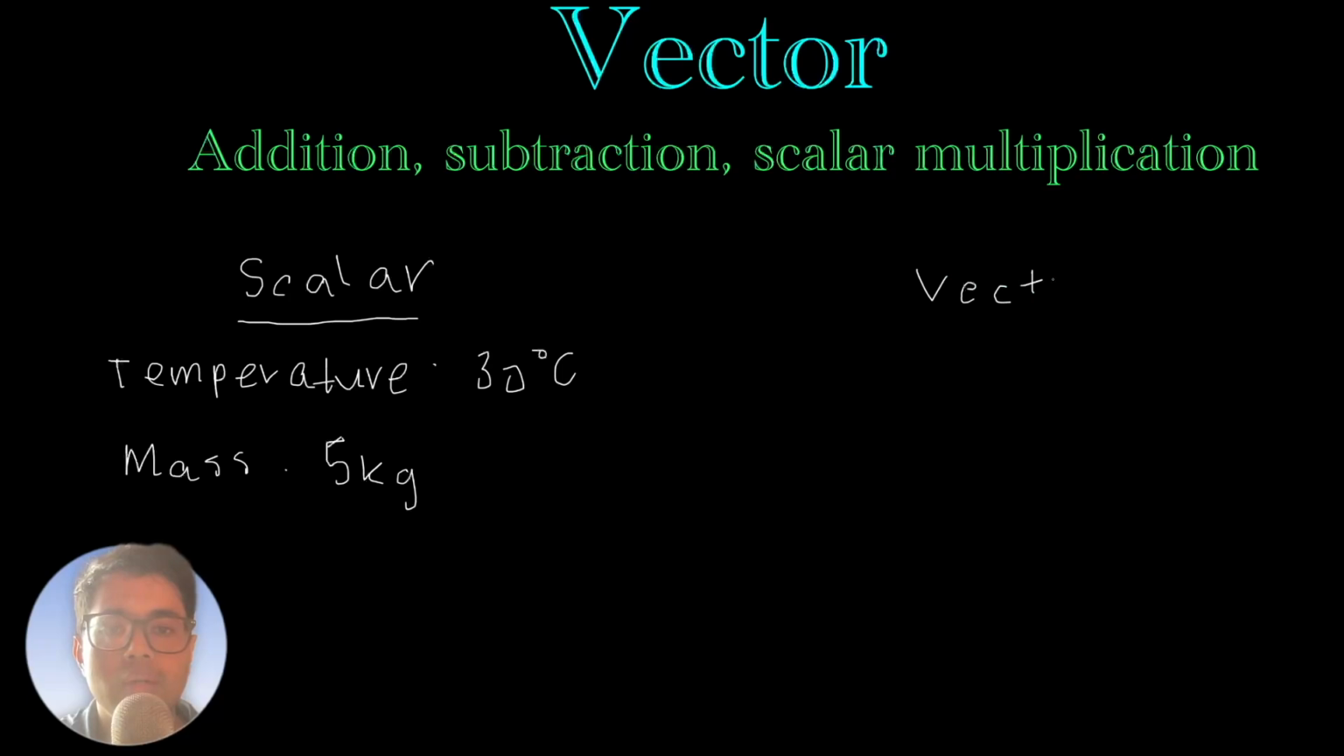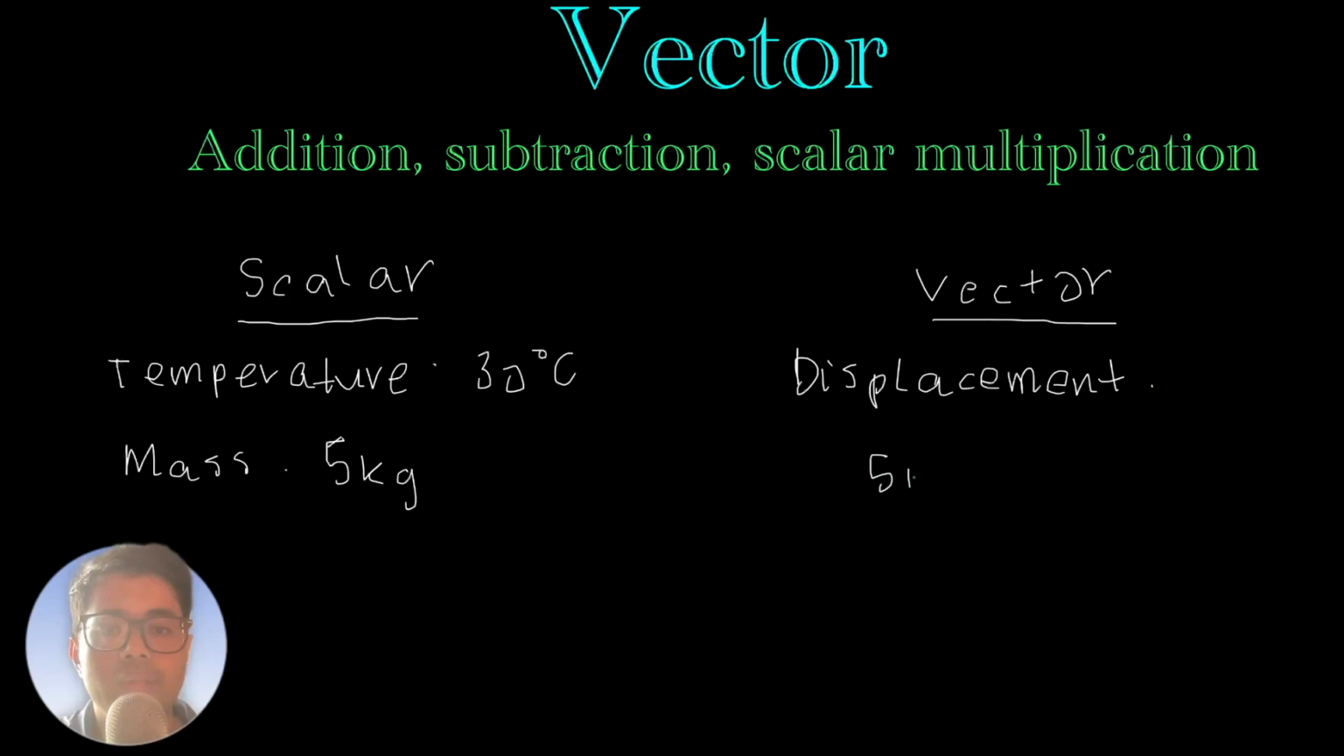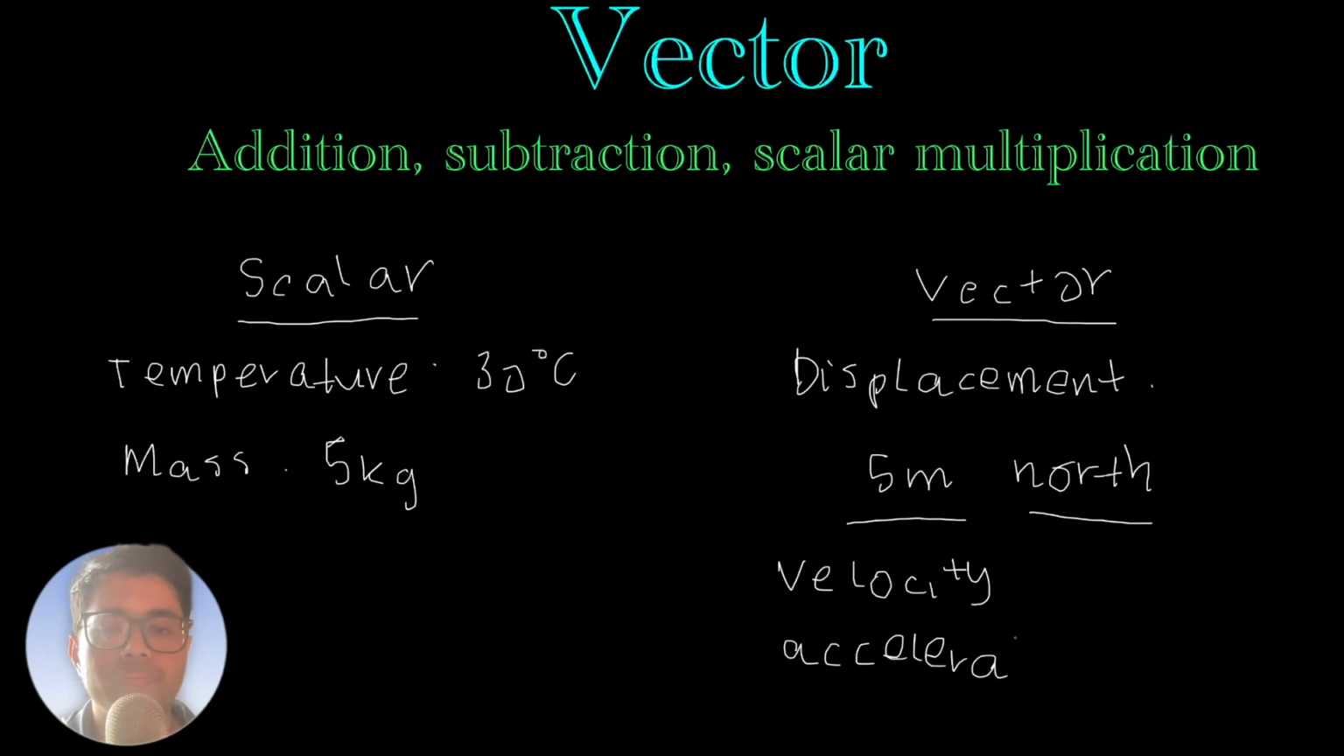A vector is an object with both size and direction. For example, displacement, 5 meter north. This is the size and this is the direction. Velocity and acceleration are also vectors. We typically represent a vector by an arrow.